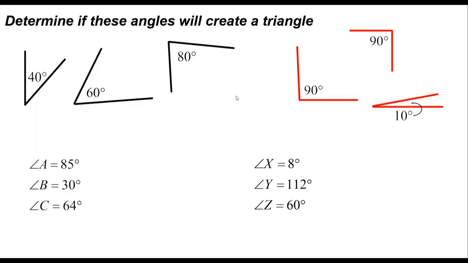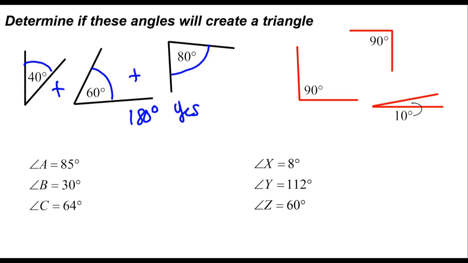So let's take a look at some angles here and see if we could possibly create triangles out of these angle measurements. So here I have a 40-degree angle, a 60-degree angle, and an 80-degree angle. And if I just rearrange these pieces together, would I be able to create a triangle out of that? Well, the easiest way to tell is just to add these all together. 40 plus 60 is 100. 100 plus 80 is 180 degrees. So yes, these three angles would create a triangle. I would be able to create a triangle out of those three.